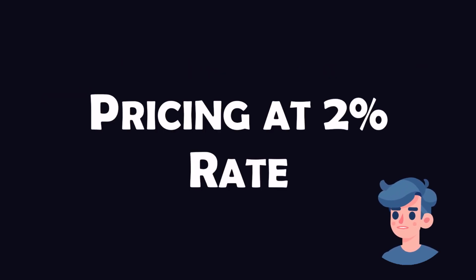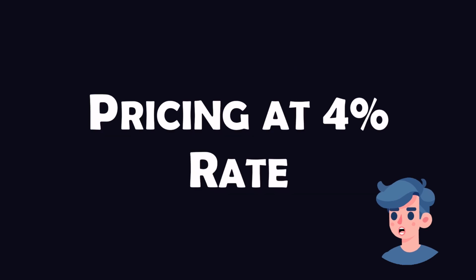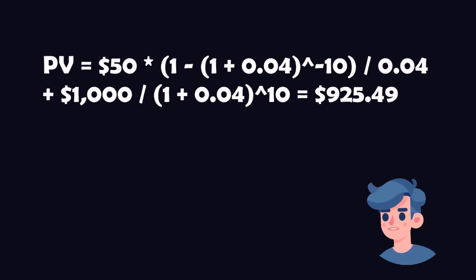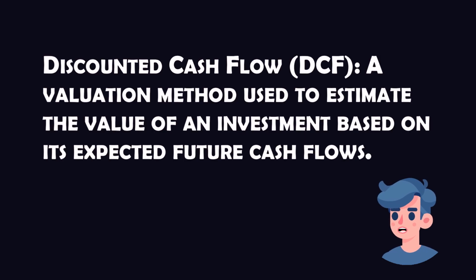When the risk-free rate is 2%, the bond price is PV equals $50 * (1 - 1.02^-10) / 0.02 plus $1,000 / 1.02^10 equals $1,091.64. When the risk-free rate rises to 4%, the bond price becomes PV equals $50 * (1 - 1.04^-10) / 0.04 plus $1,000 / 1.04^10 equals $925.49.